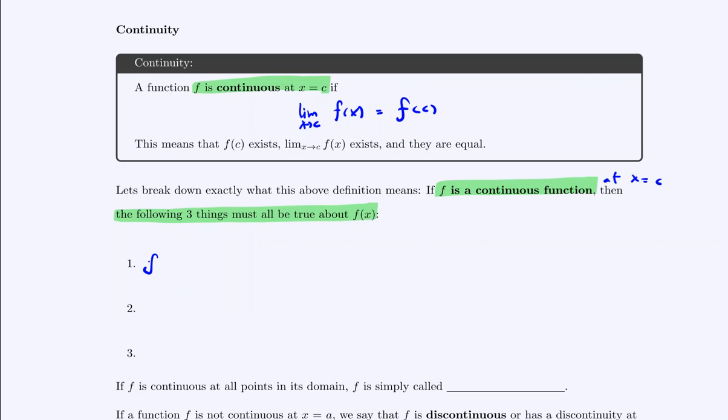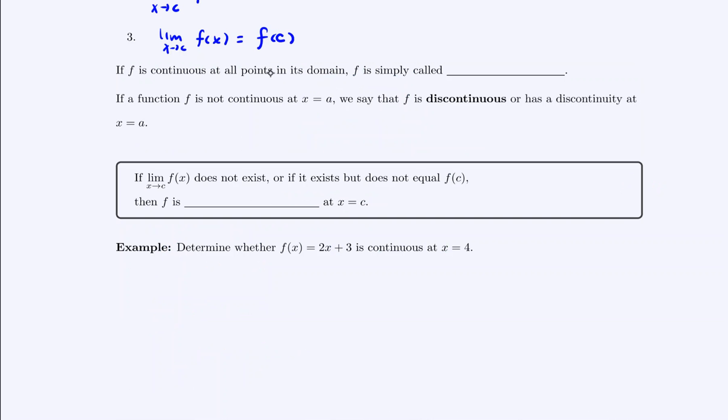First, does the function have a value at the point c? Then establish if the limit has a value. If both of these two things are true, then you just show that the limit value that you found before equals the function value that you found before. Now, if the function is continuous at all points in its domain, then the function is simply called continuous.